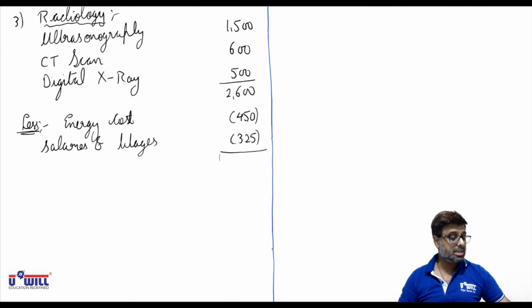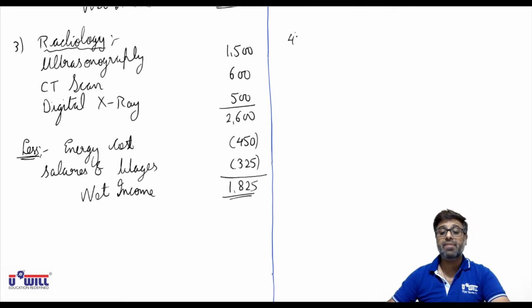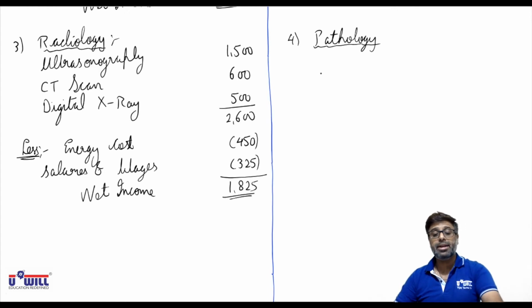2600 minus 450 minus 325, that comes to 1825. 1825 is the net income of radiology department. Then fourth note we will make for pathology department. PA marked items will be taken into consideration.